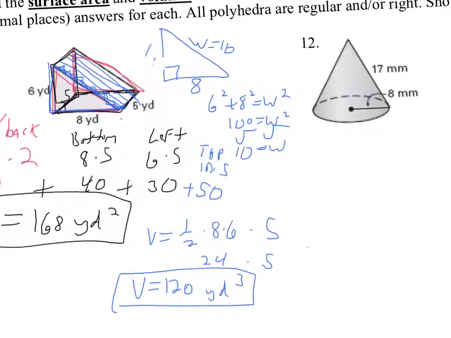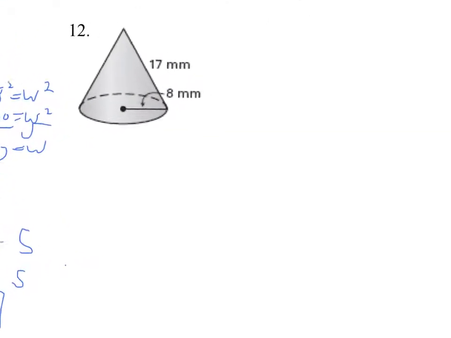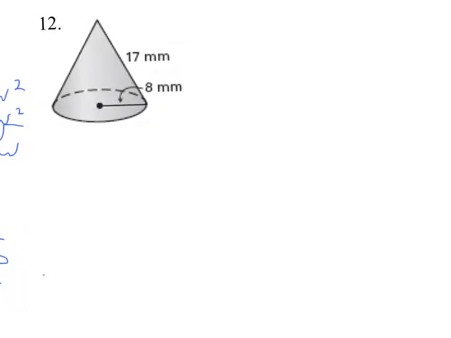Number 12. We have a cone. In this cone, we know the radius is 8, and then we know 17 is the slant height. It's not the true height. I know we're going to need to figure out this true height eventually, so I'm just going to do that right now. I don't know if I'll need it right away or not. I've got to look up the formulas, but I know I'm going to. So I'm just going to use the Pythagorean theorem.